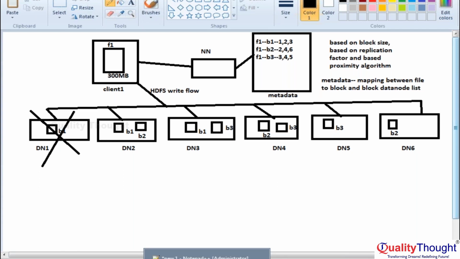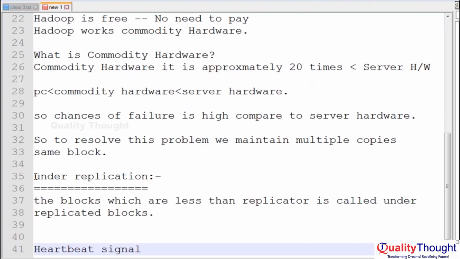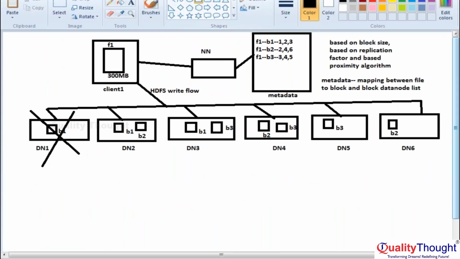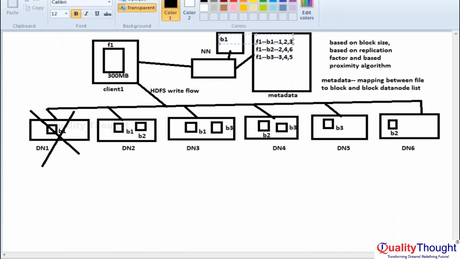So block 1 is under the replication factor, right? Whenever any block is under replicated, the name node maintains a file of under replicated blocks. In this it maintains what? Under replicated blocks. So B1 is an under replicated block for file 1, right? In an under replicated block situation, the name node asks any one slave machine to replicate this block.